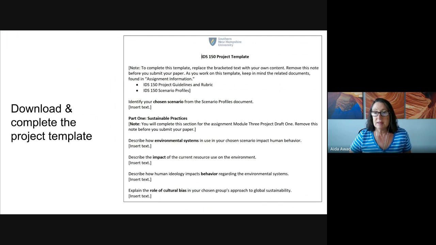Next, you're going to describe the impact of the current resource use on the environment. Third, you're going to describe how human ideology impacts behavior regarding the environmental systems. And then finally, on the fourth prompt, you're going to explain the role of cultural bias in your chosen group's approach to global sustainability.